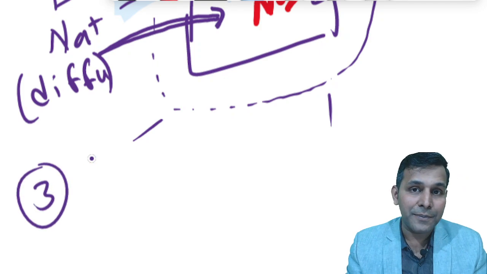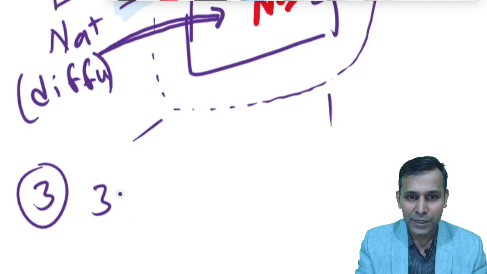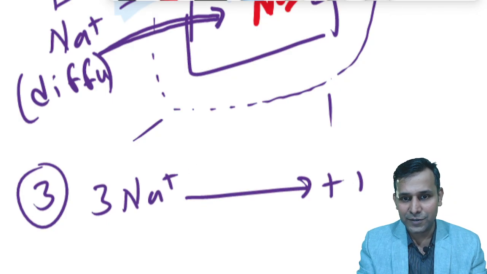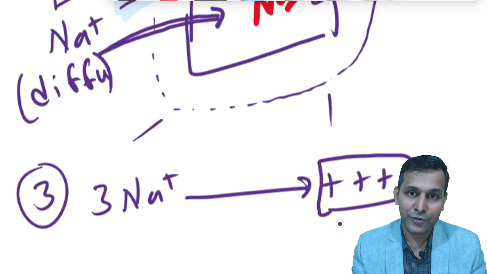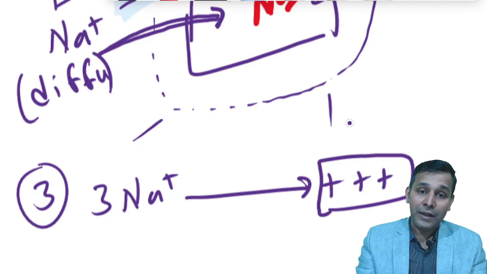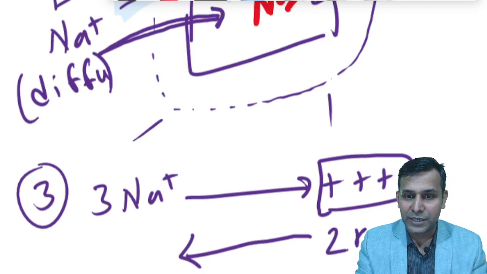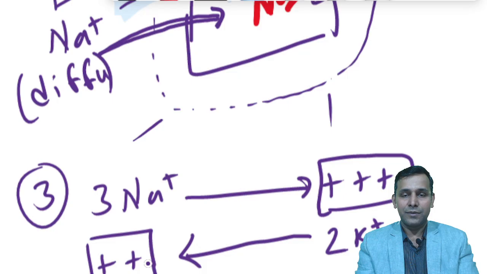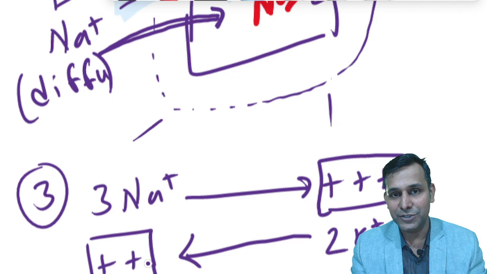The sodium potassium pump pumps 3 sodium out. How many? 3 sodium are moving out, means 3 positive charges are going out of the cell. At the same time, this pump brings 2 potassium inside the cell. So 2 positive charges are brought inside the cell, because sodium carries a positive charge and potassium also carries a positive charge.